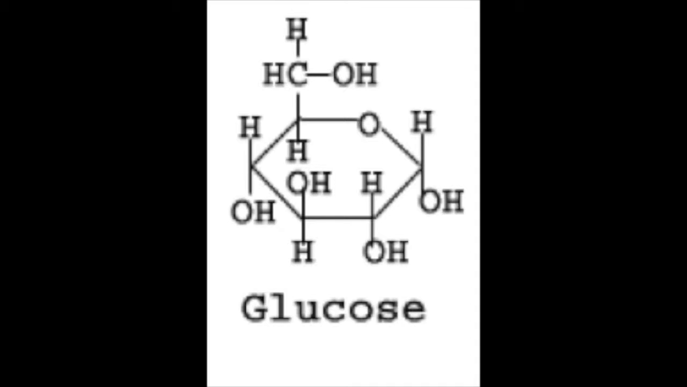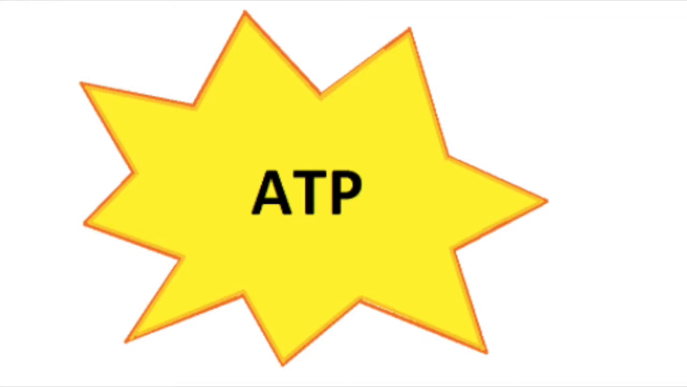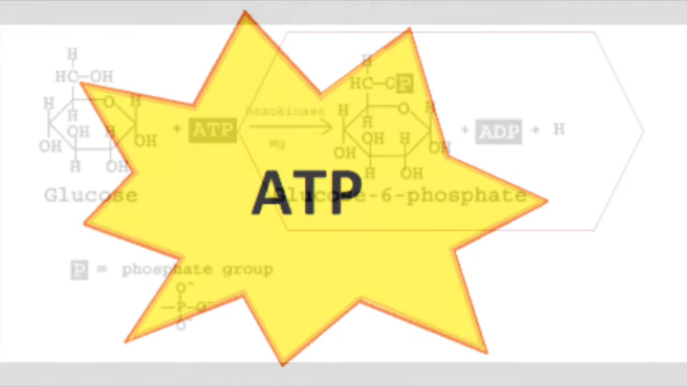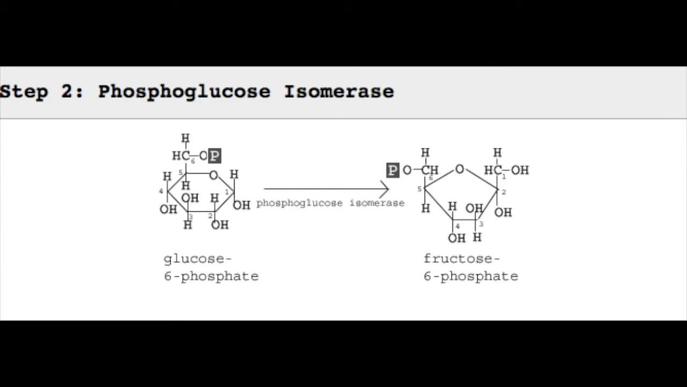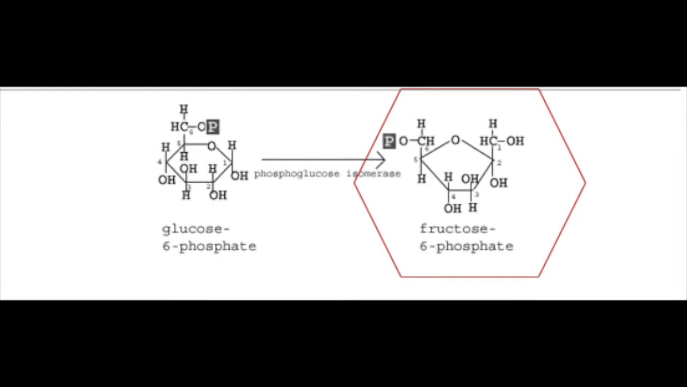In step 1 of glycolysis, it begins with a molecule called glucose. ATP donates a phosphate group to glucose, creating glucose 6-phosphate. In step 2, an enzyme rearranges the structure of the substrate without changing the molecular formula, creating fructose 6-phosphate.